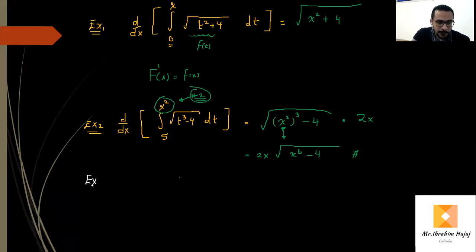One more example, number 3. Find d over dx. Let's take this in the next slide because we need more space. Example 3: what's d over dx of the antiderivative from x squared to x cubed of a function? All these examples are outside the book, so I wrote them here in my copybook. It's the square root of t to the power of 4 minus 2 dt.